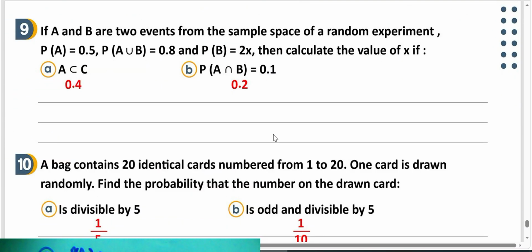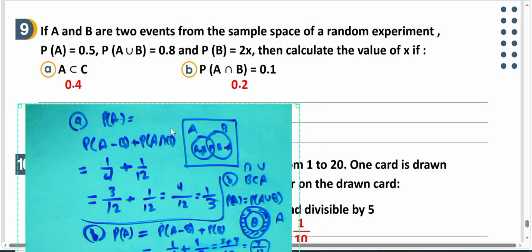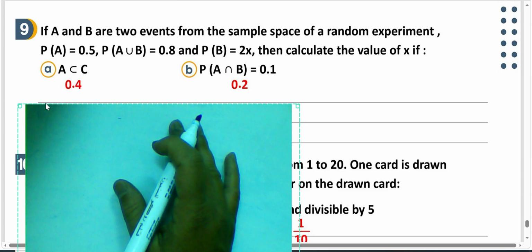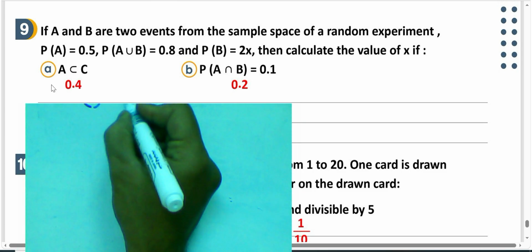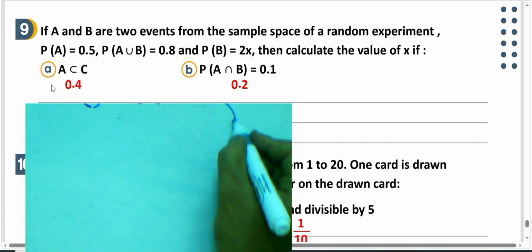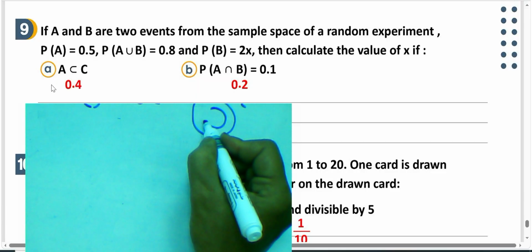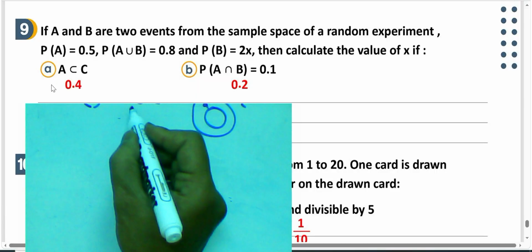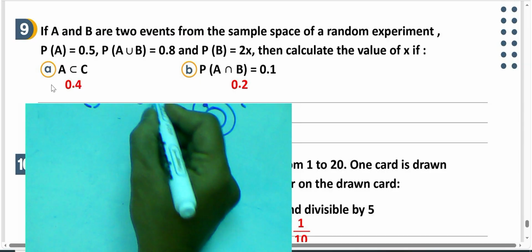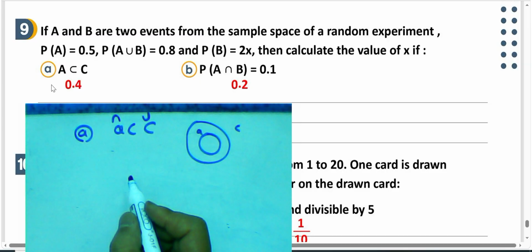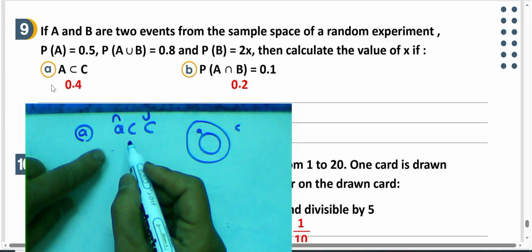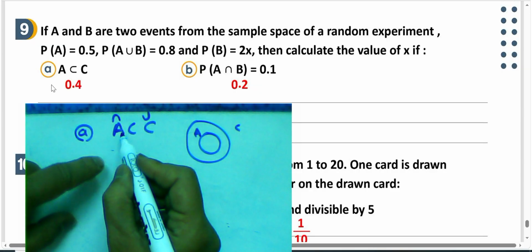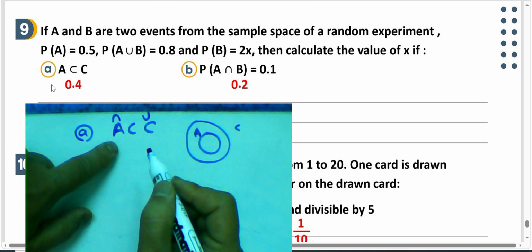Next question. If A and B are two events, use the information probability of A is 2x, then calculate the value of x if A is a subset of C. Okay, in the first condition here, he tells you A is a subset of C. Look at here, we have this set C and that set A, and when A is a subset of C, the intersection between them equals A and the union will be C.